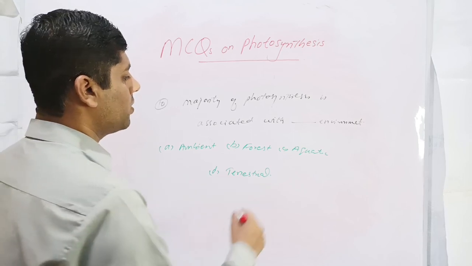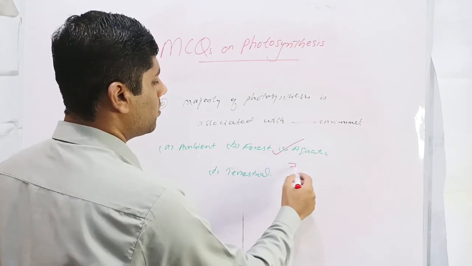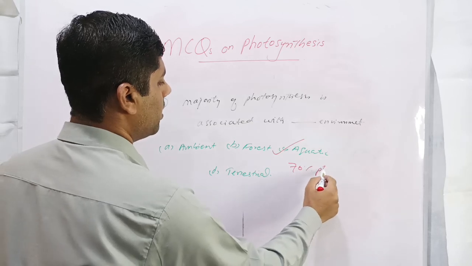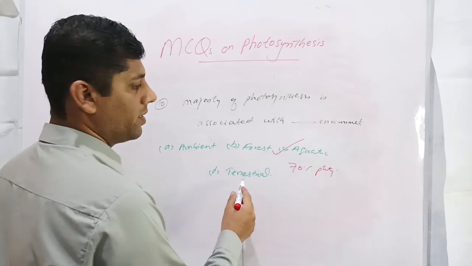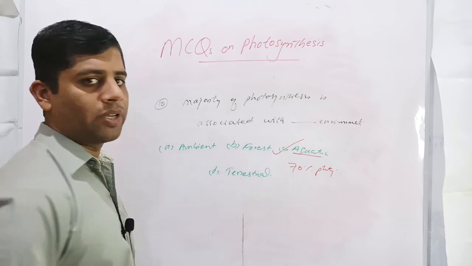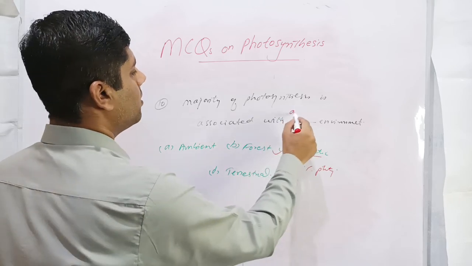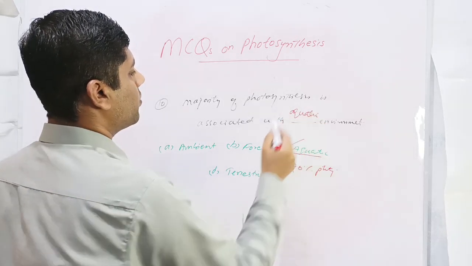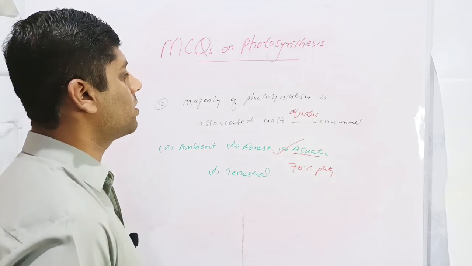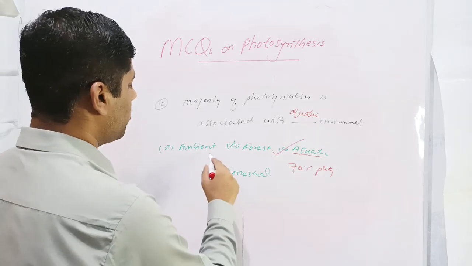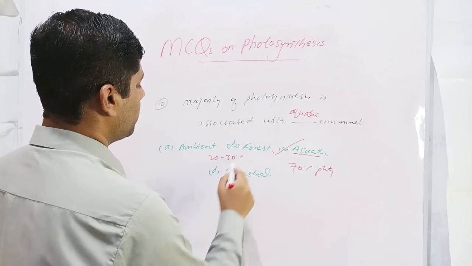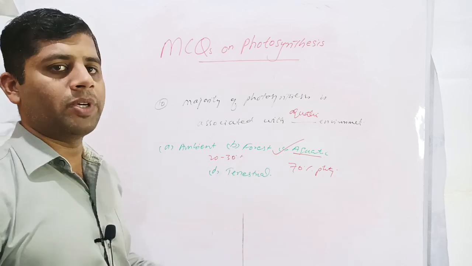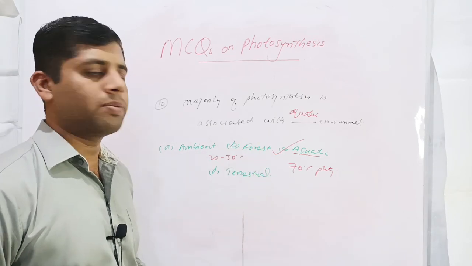So most of the photosynthesis occurs in the aquatic plants. About 70% of the photosynthesis occurs in the aquatic plants and algae. So the correct option here is aquatic environment. Aquatic environment plays a vital role in the process of photosynthesis, and most of the photosynthesis takes place in the aquatic environment, while 20 to 30% of the photosynthesis occurs in the terrestrial environment or in the forests. The correct option here is aquatic.